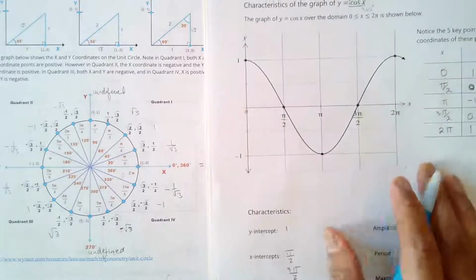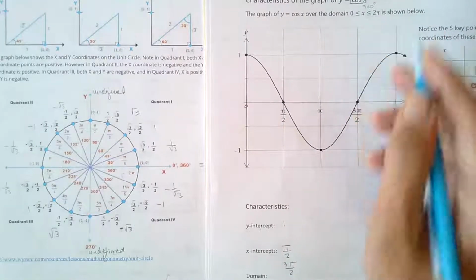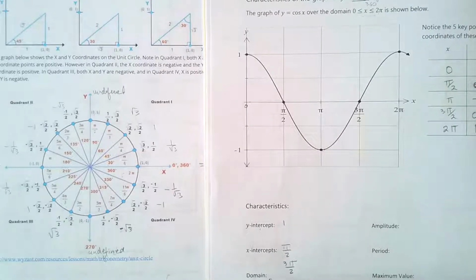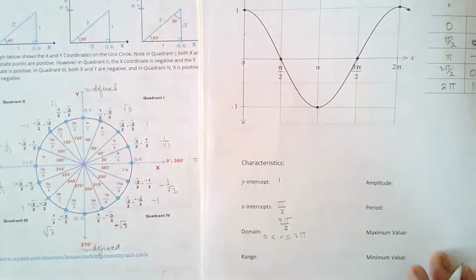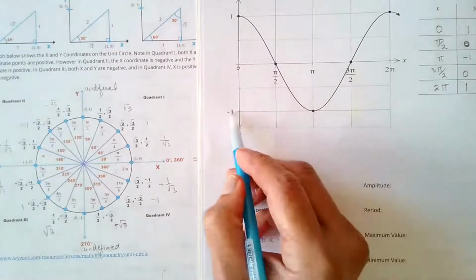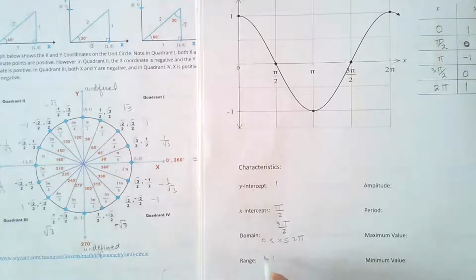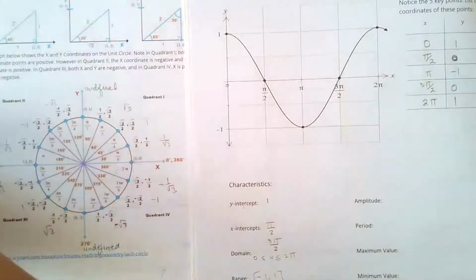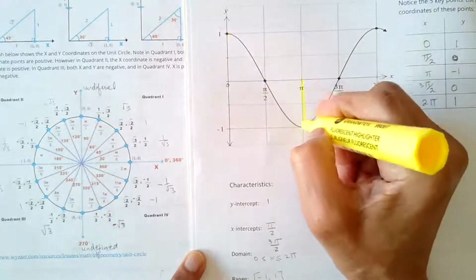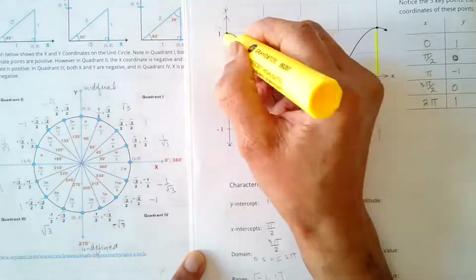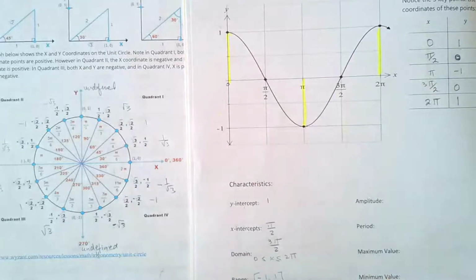The domain, we're given a restricted domain here. It's from 0 to 2 pi, or if you're working in degrees, 360 degrees. The range now is from -1 to 1. The amplitude again would be, now this is our midline and this is our amplitude.